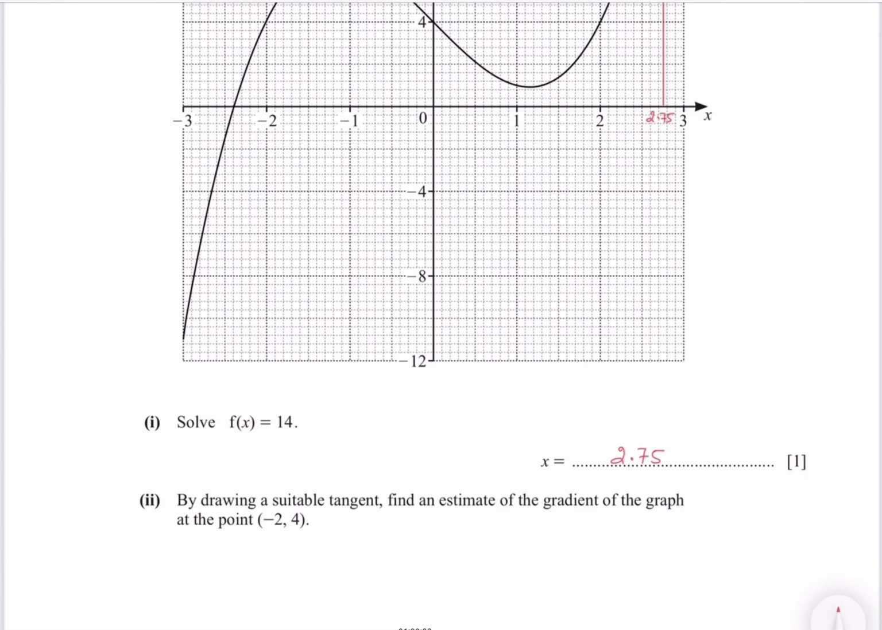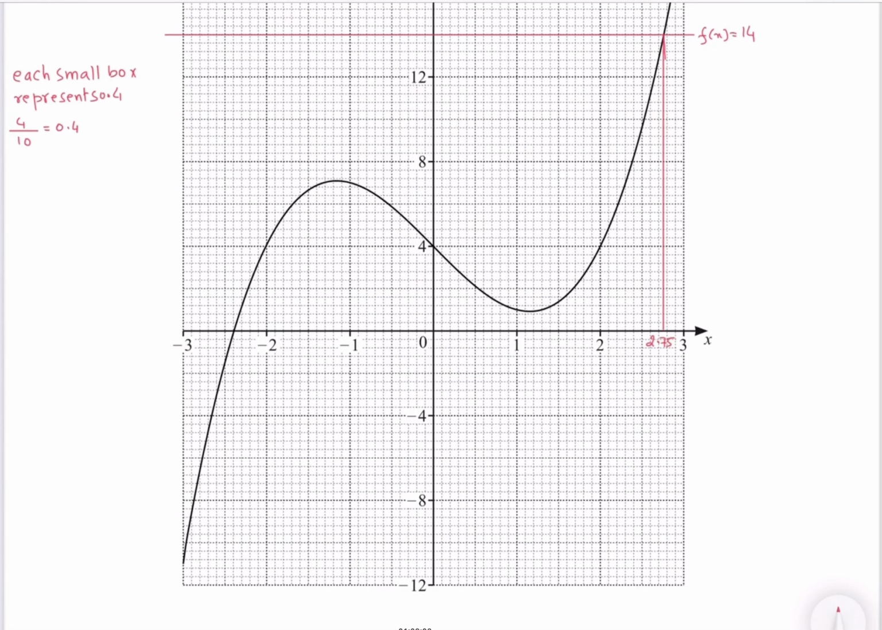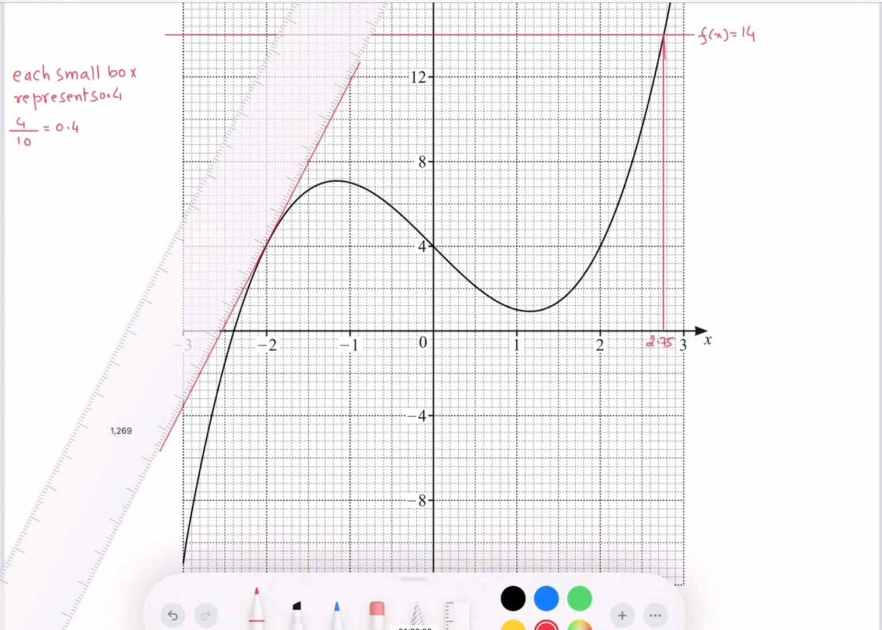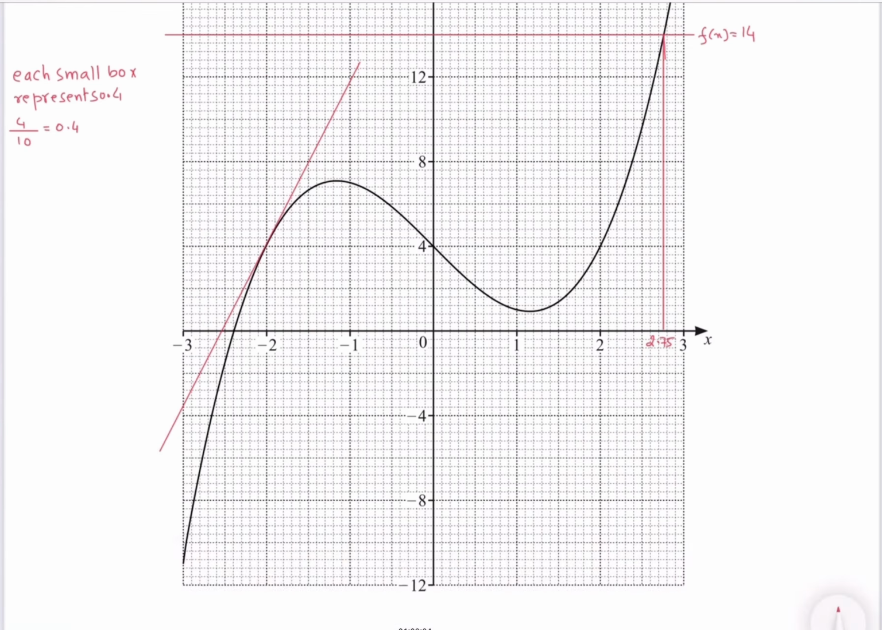Alright, by drawing a suitable tangent, find an estimate of the gradient of the graph at the point -2, 4. So draw the tangent and take 2 points on the tangent, one at the given coordinates and another at a readable coordinate. Like I place a red dot on the red line. Its x coordinate is minus 1.5 and y coordinate is 8.